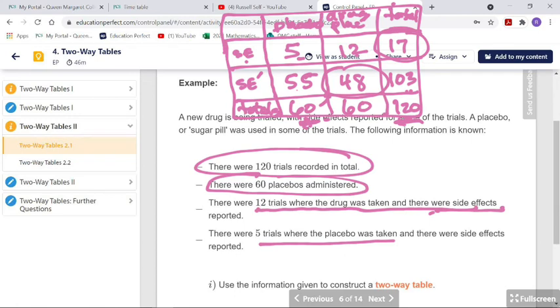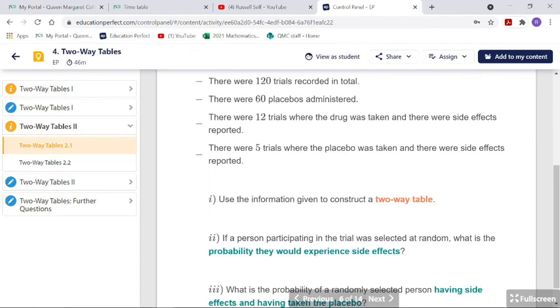All right? So many times you're going to be given this information in sentences and you're going to have to create the table to be able to work with it. Now, it's simply a matter of answering the questions. So we use the information to construct the two-way table. Hopefully you wrote that down because when I push this button, mine's going to go away. If a person participating in the trial was selected at random, what does that tell you? We're looking at everybody, the grand total, the bottom one in the corner.